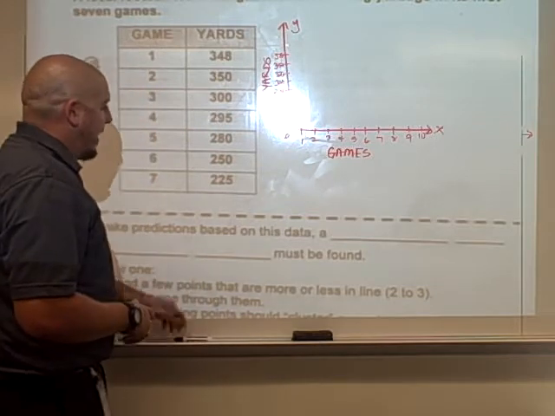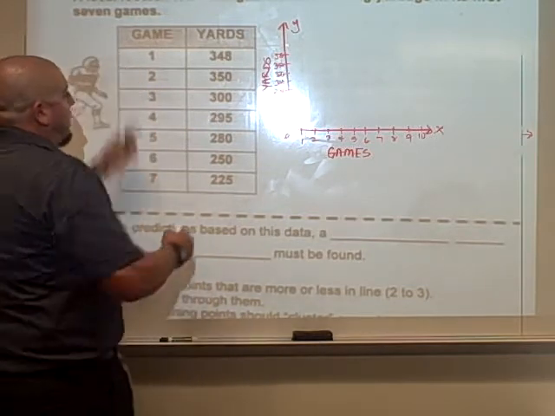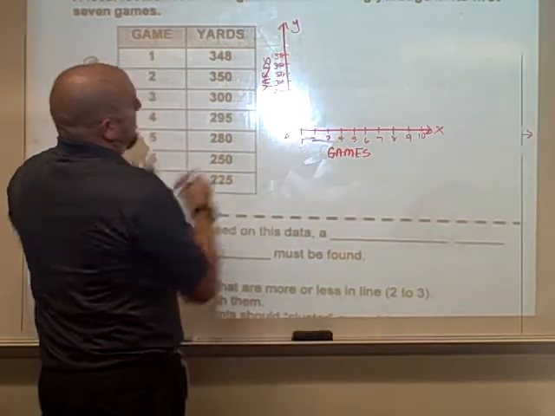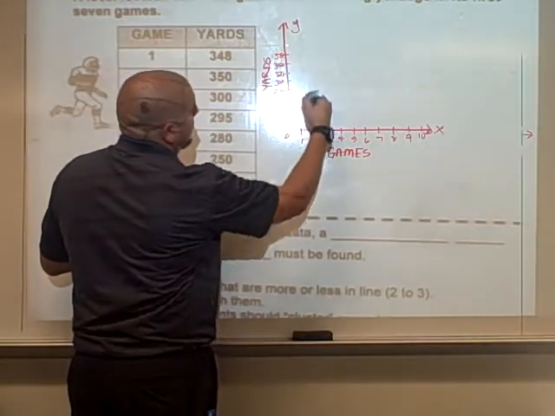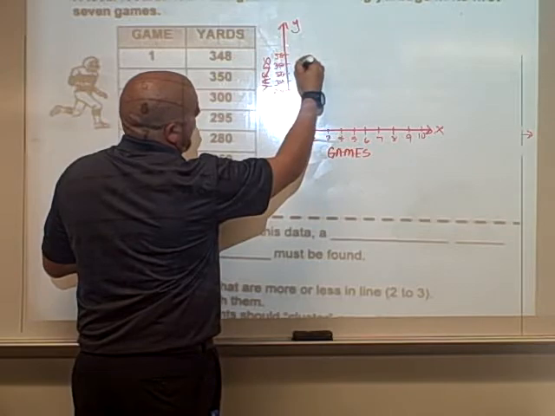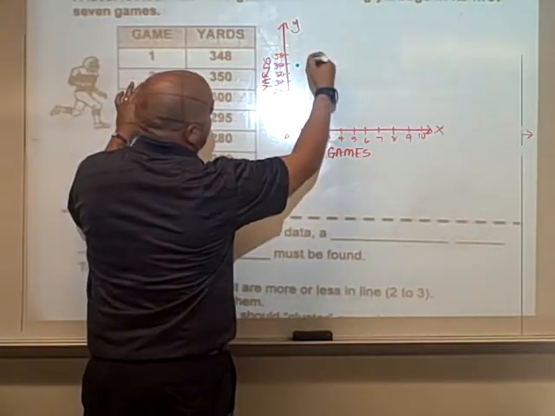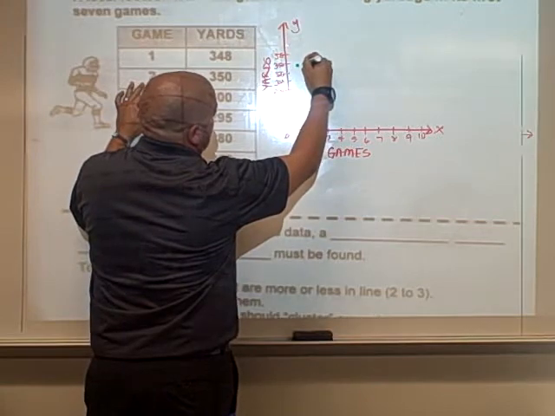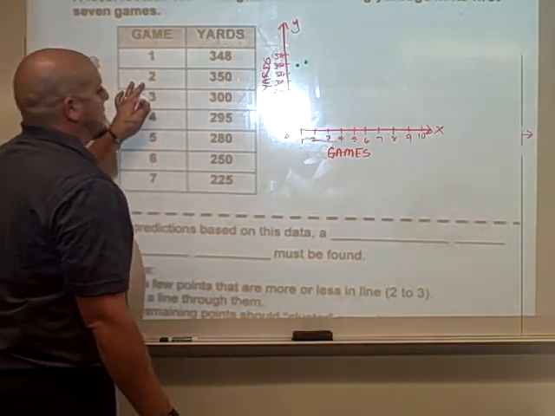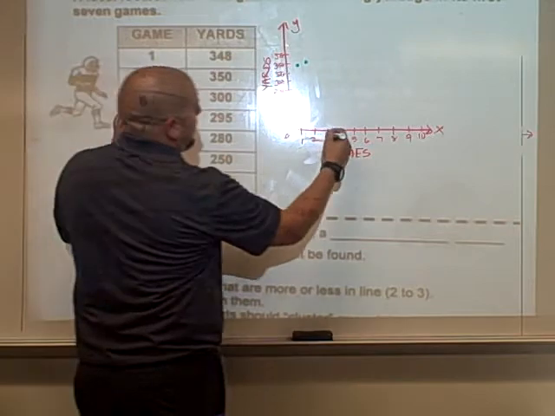Now, we're going to go ahead and plot the games. So, game 1, they gained about 348 yards. So I'm going to go up here, just under 350, and I'm going to plot a point. Game 2 is 350 yards. So I can go up to 350. Just a little tiny increase, a 2-yard increase from game 1. Game 3, we dropped all the way down to 300.